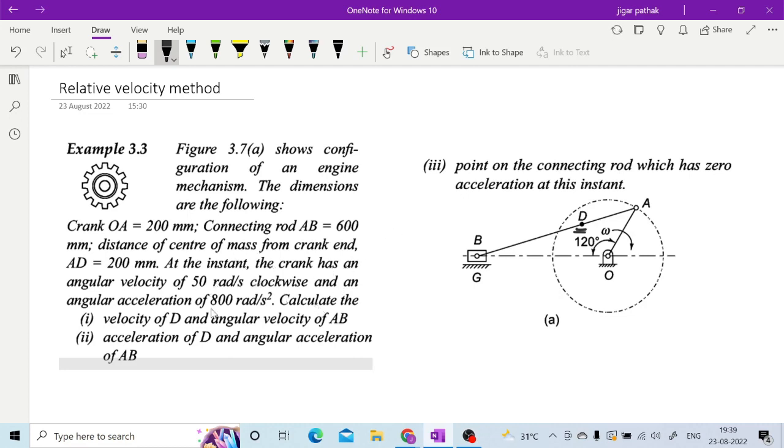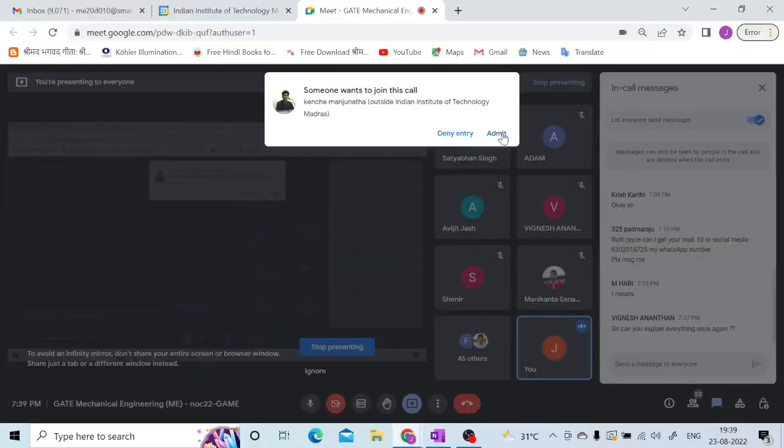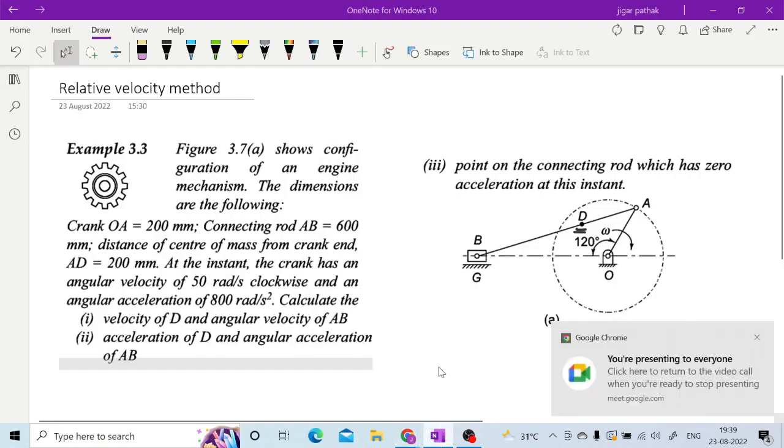At the instant, the crank has an angular velocity of 50 radian per second clockwise and an angular acceleration of 800 radian per second square. Now calculate the velocity of D, angular velocity of AB, acceleration of D, angular acceleration of AB, and the point on the connecting rod which has zero acceleration at that instant, right? Whenever we are going to solve this kind of question, we will have to draw the velocity diagram and acceleration diagram. So we will first draw the velocity diagram for this, right?